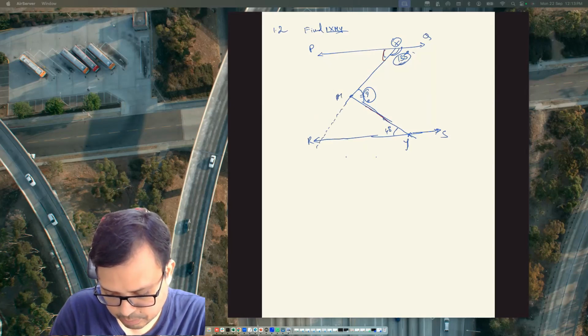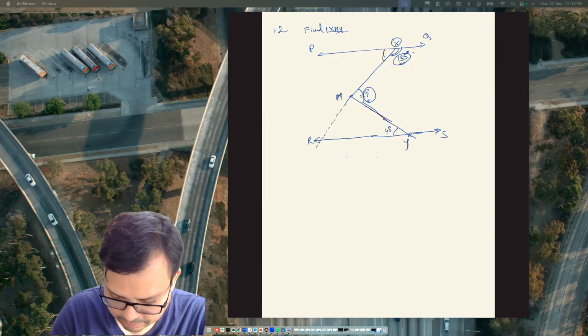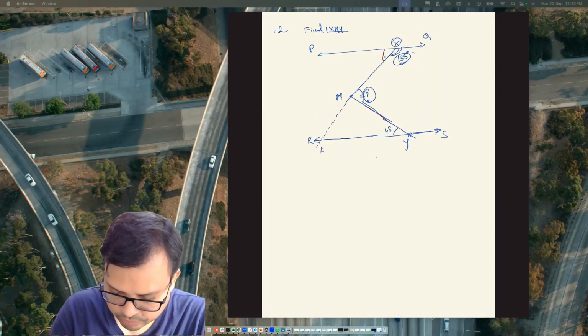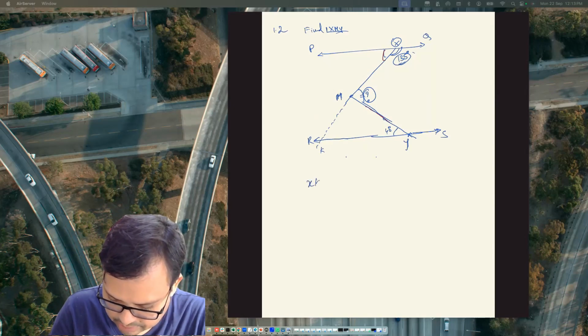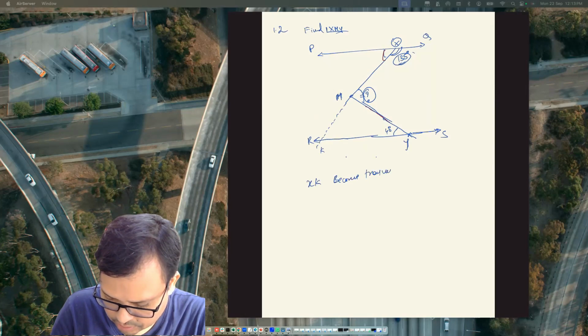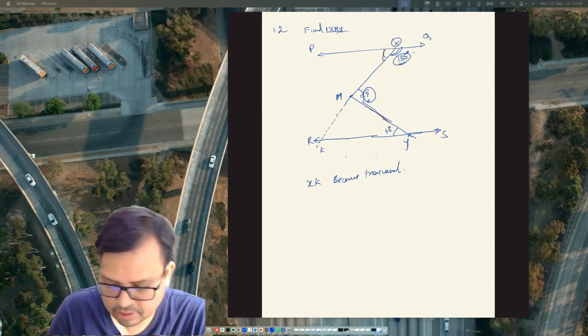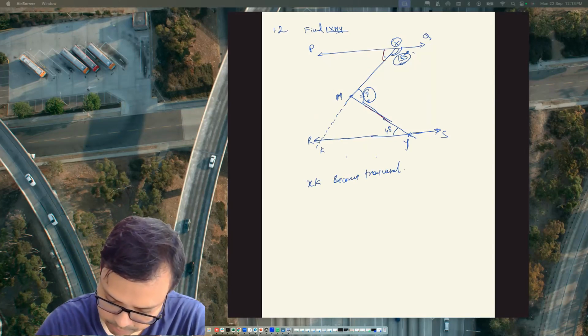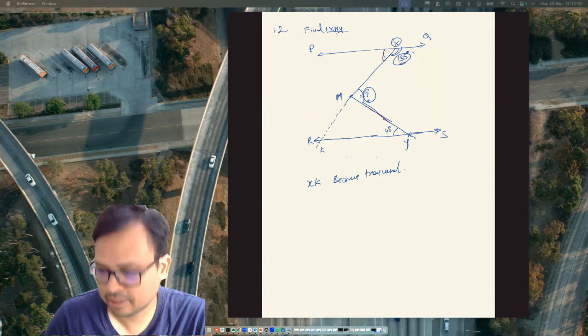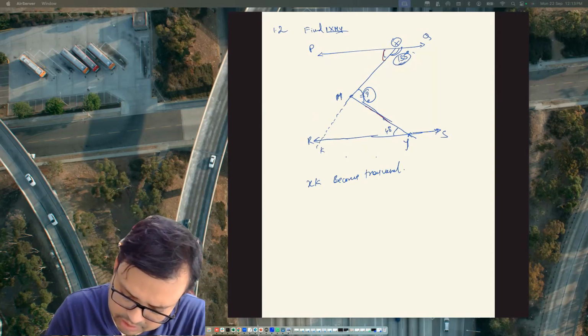Extend from point M, extend this line XM to some point K, such that XK becomes the transversal, right? So it's a natural extension of this. You could also extend YM directly to intersect PQ so that this becomes the transversal. But as of now, I think this is enough.